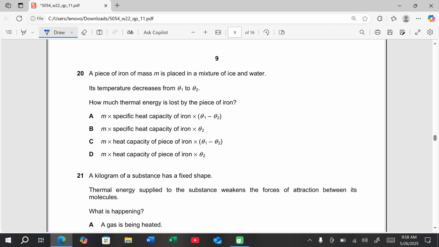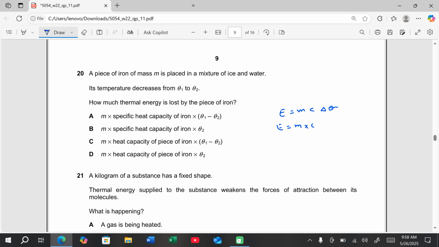The piece of iron of mass m is placed in a mixture of ice and water. Its temperature decreases from theta 1 to theta 2. How much thermal energy is lost by the piece of iron? So now we're going to use, since it says how much energy is lost, the energy formula, mc delta T or delta theta.